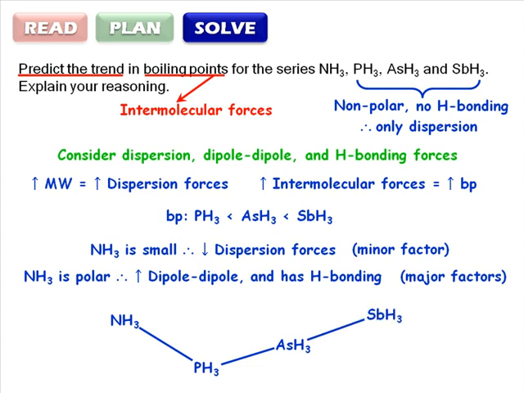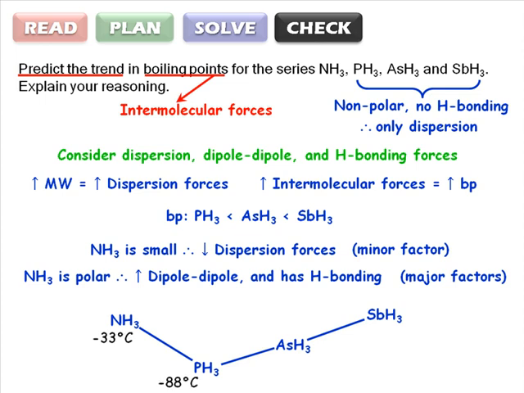If you could check your answer with the real values, you'd find that they were -33, -88, -63, and -17 degrees Celsius. So we've got the trend right.